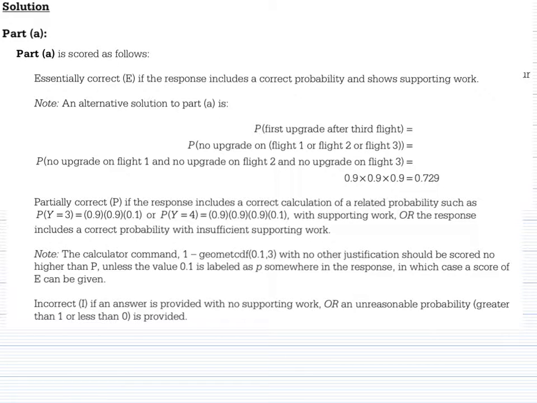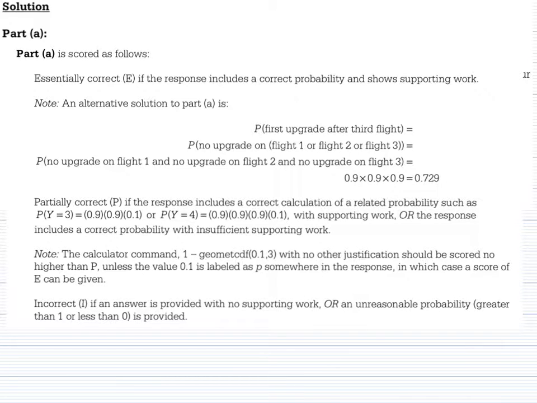So something that I want to note, if you have just the calculations, just that and nothing else with an answer, that should be scored no higher than a P. So I have not shown you the geometcdf because it seems ridiculous to try to remember, but that's also in the second VARS menu. Unless the value of 1 is labeled as P somewhere in the response, which is the case. In that case, the score should be given an E. So that means you just have to make sure everything is there.